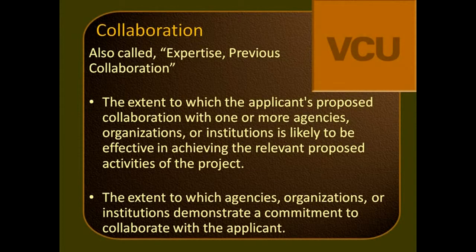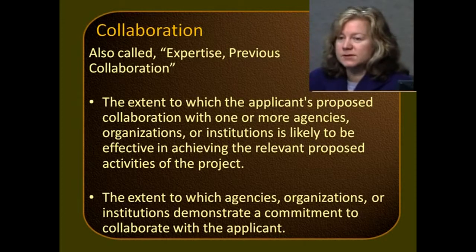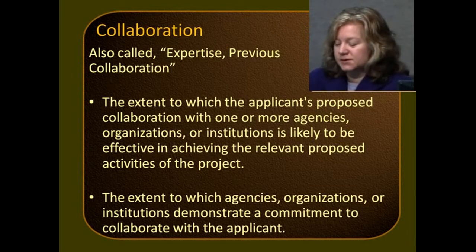The next section that I'd like to talk about is a section that is often included in the selection criteria, and that is on collaboration. It may also be called expertise, previous collaboration. So this section of your application, if it's included within the selection criteria, focuses on the extent to which the applicant's proposed collaboration with one or more agencies, organizations, or institutions is likely to be effective in achieving the relevant proposed activities of the project.